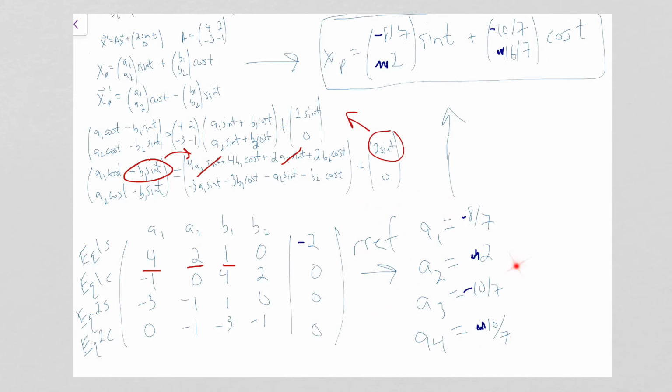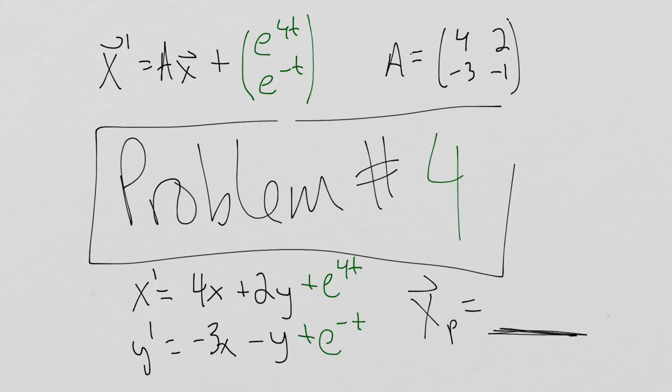RREF that matrix, get your values, and then take those values and just attach them to this equation right here. So when I get A1 is negative 8/7, that goes here, here, and the rest of it there. Hopefully you're good with that. I will stop and then give you the next one. Okay, here we go. Problem number 4.